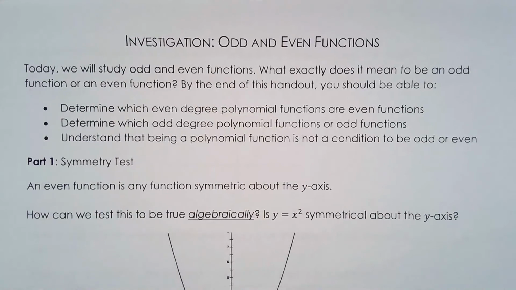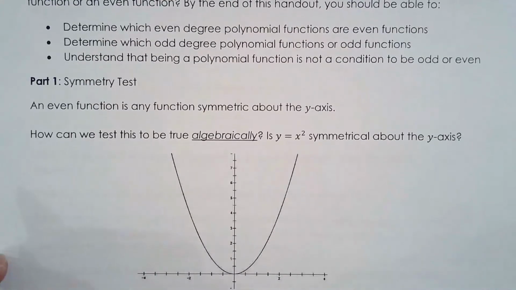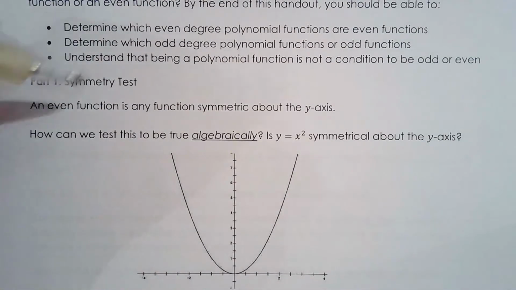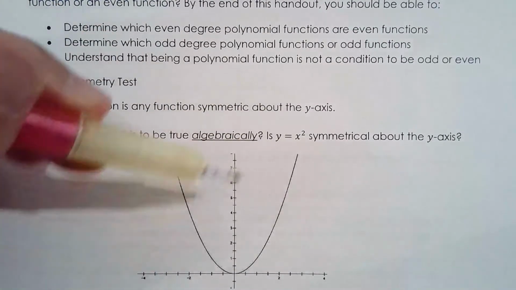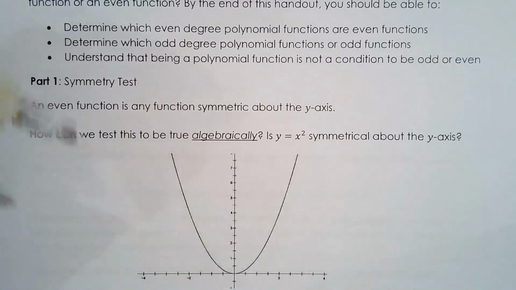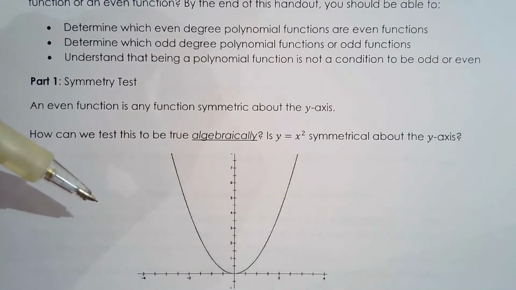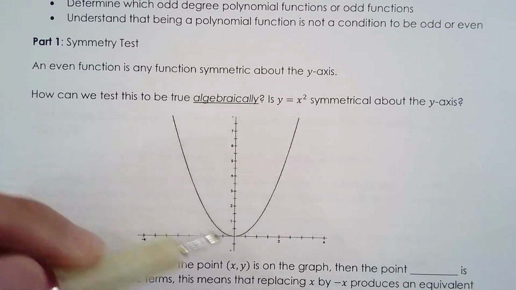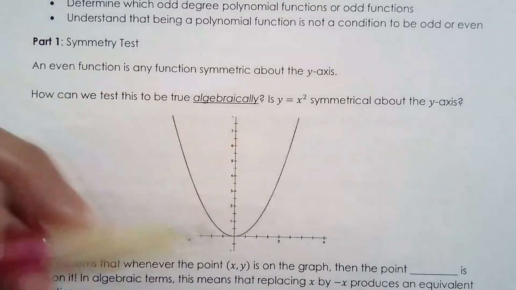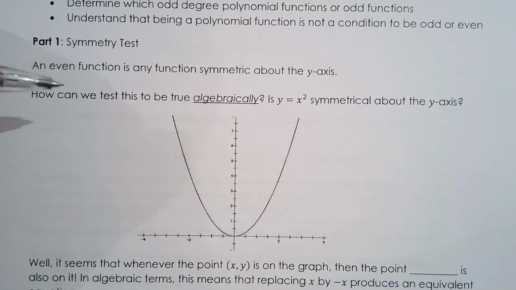So, you know what? Let's start off by talking about an even function. An even function is any function that is symmetrical about the y-axis. So if you look at our original parabola we learned in grade 10, that function is an even function because if you take a look at it, that displays line symmetry about the y-axis. Now that's beautiful. So graphically, we can determine whether a function is even or not.